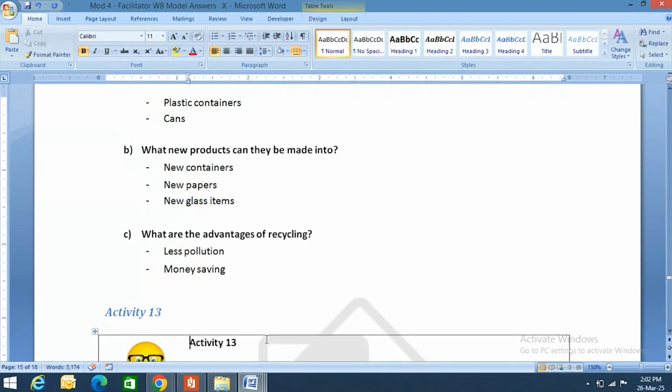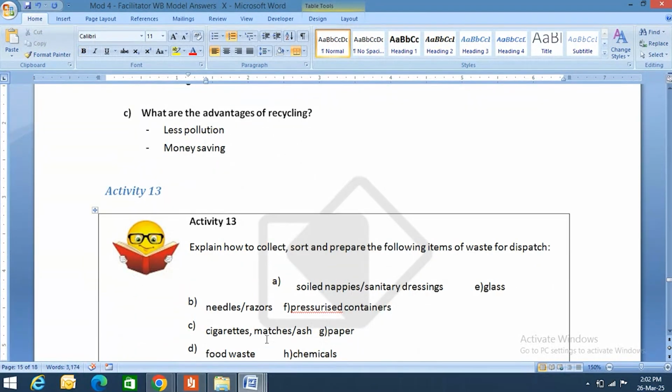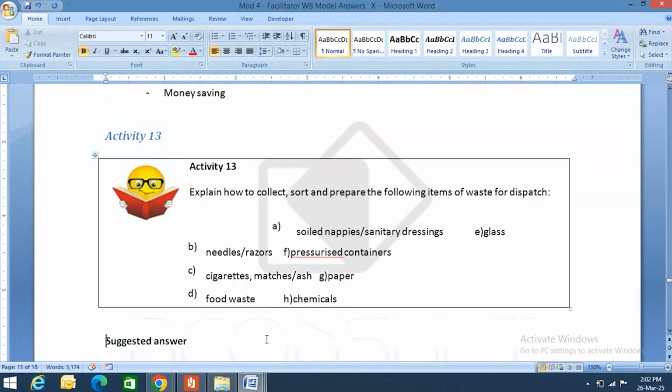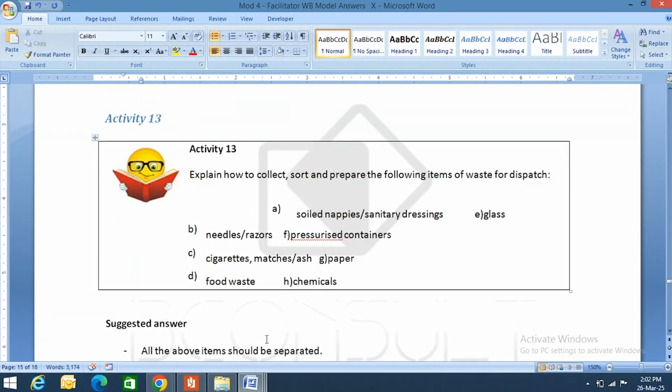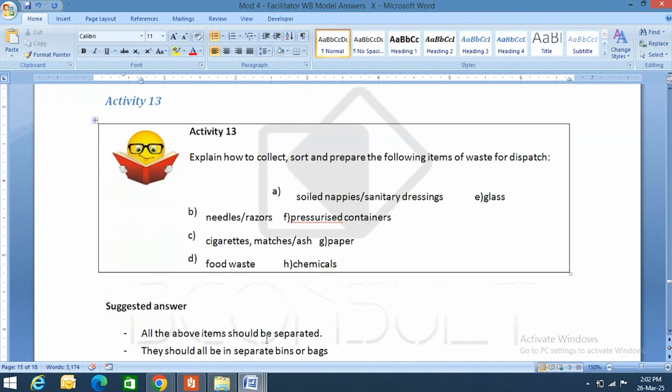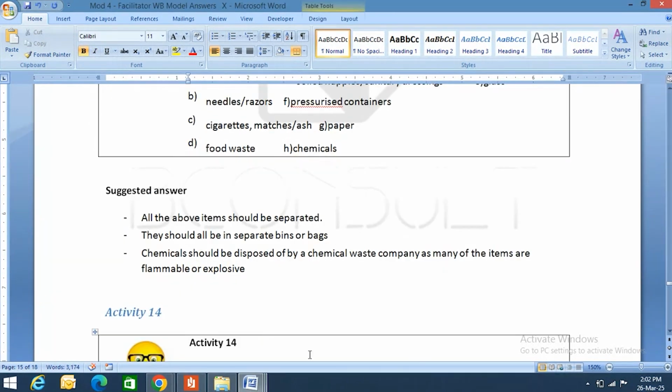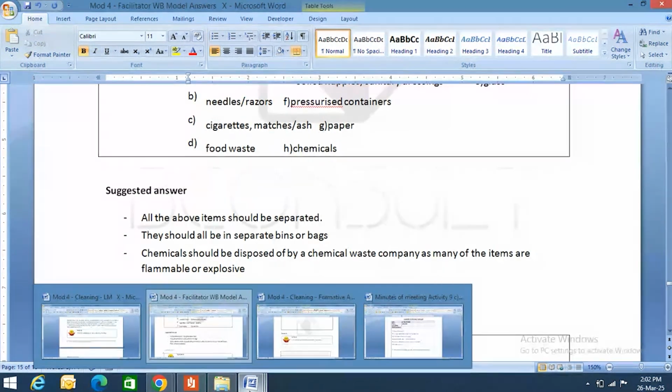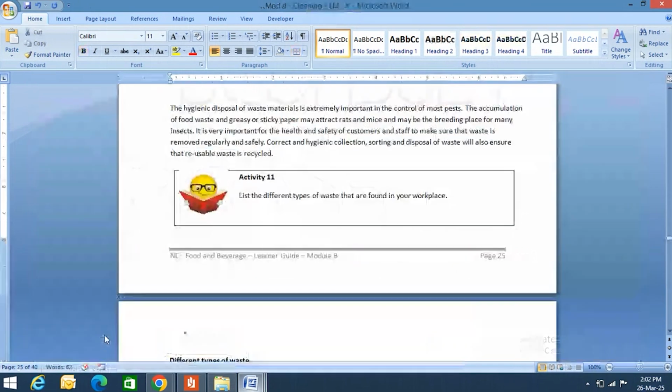I'm done. Yeah, done, man. The answers for this activity are fairly straightforward. Okay. The next one says, explain how you collect, sort, and prepare items of waste for dispatch. The following items, soiled nappies. Right now, we have to make reference to the learner guide, and the answers have to come from the learner guide.